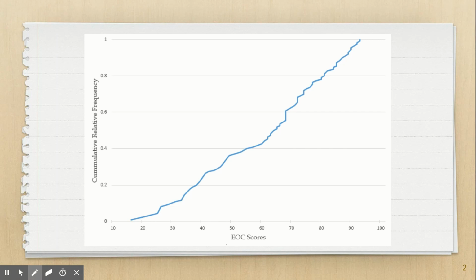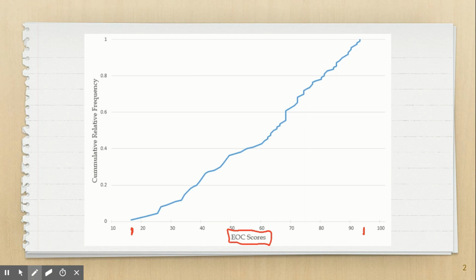This is what a cumulative relative frequency graph looks like. On the x-axis, we have our variable, which for today is going to be EOC scores for an AP statistics class. You can see those scores range from somewhere around 17 or so up into the low 90s. Now on the y-axis, we have our cumulative relative frequencies. So these are percentages. You'll notice it goes from 0 to 100.